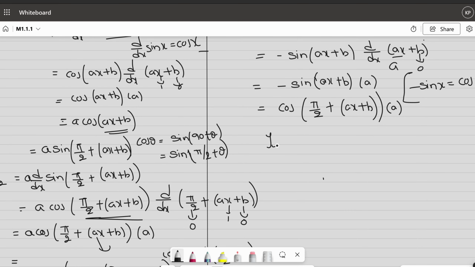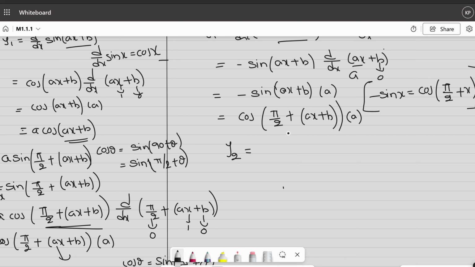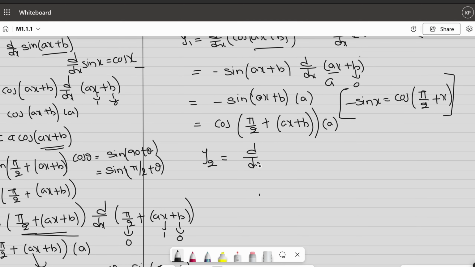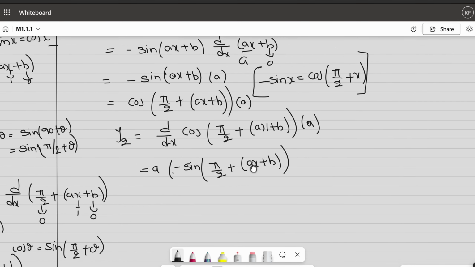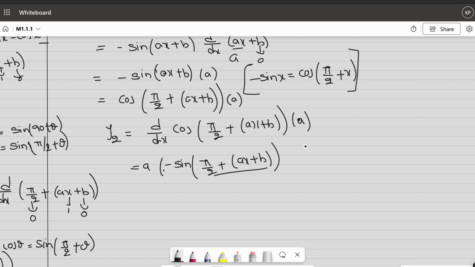Now let us do the second derivation, as d by dx of cos of pi by 2 plus of ax plus b into a. We know that a is constant, so we will bring it to the front, and the derivative of cos theta is minus sin theta, that is minus sin of pi by 2 plus of ax plus b. We know that this is not in the x form, so we have to derive again, that is d by dx of pi by 2 plus of ax plus b.